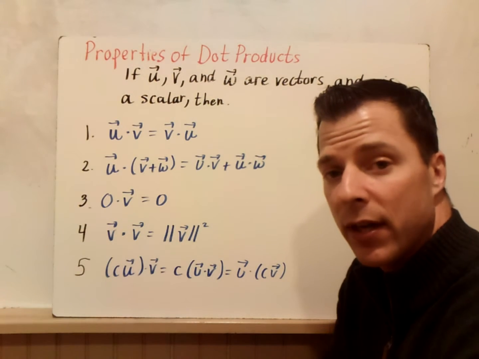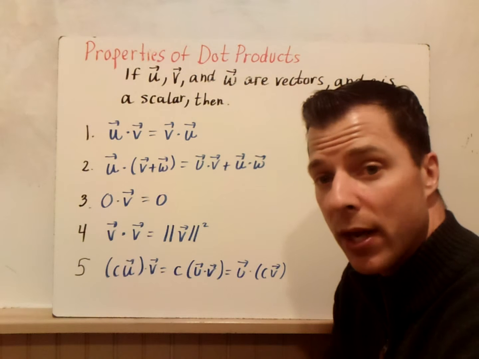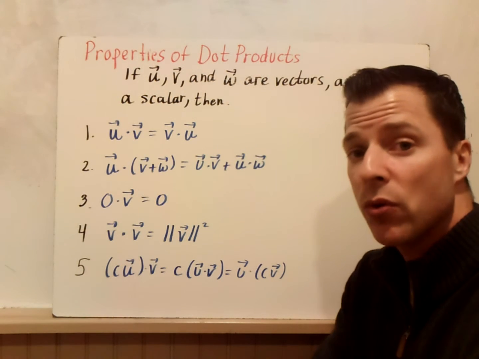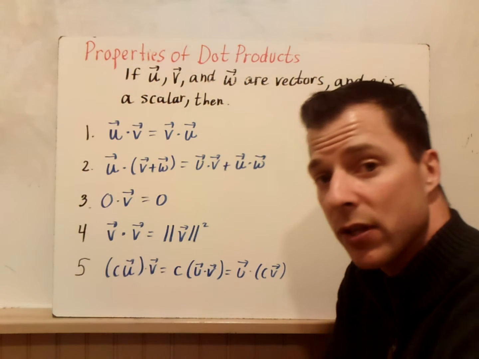So that's just a rough overview of the dot product and how to multiply two vectors together. Remember, when you take a dot product of two vectors, you are going to get a number. It's not going to give you another vector.